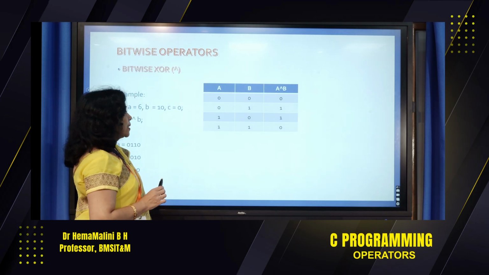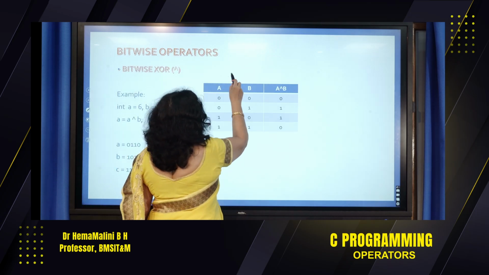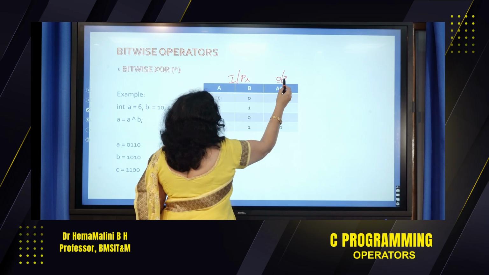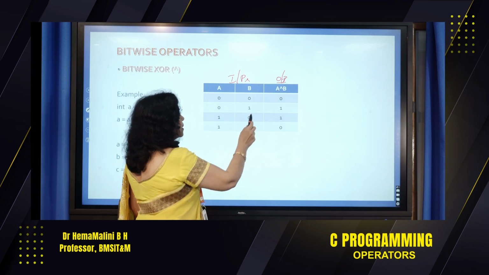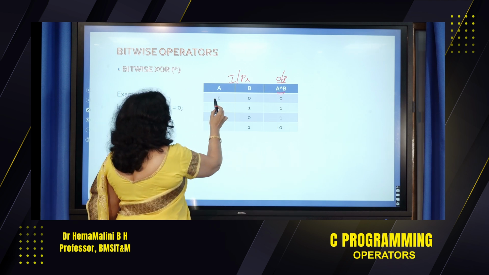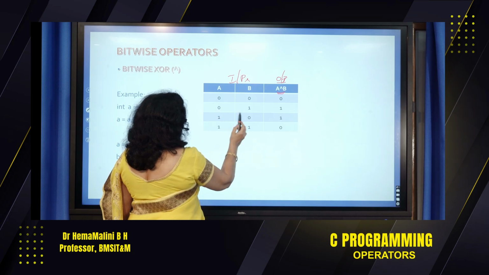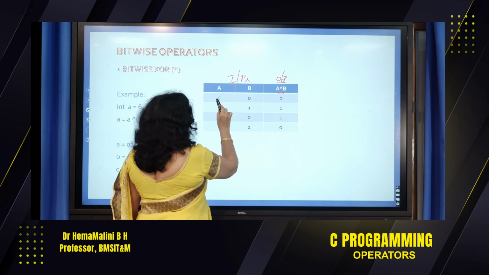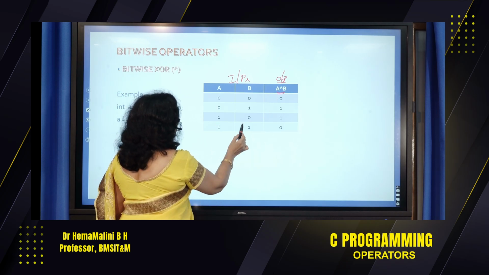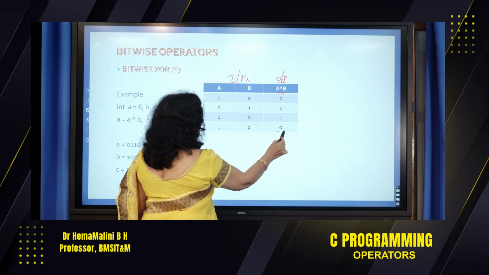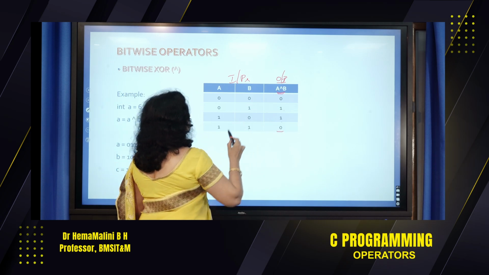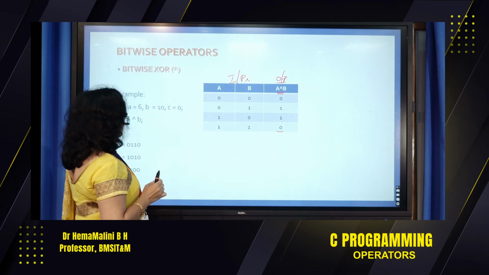Now let's see bitwise XOR. So for this bitwise XOR, a and b are the inputs and this is the output. The symbol is the caret symbol. We are going to use caret for this. The inputs are 0, 0, 0, 1, 1, 0, 1, 1. If both the inputs are 0, the output is 0. If both the inputs are 1, the output is 0 again. In other cases, the output is 1. So this is how the XOR works.